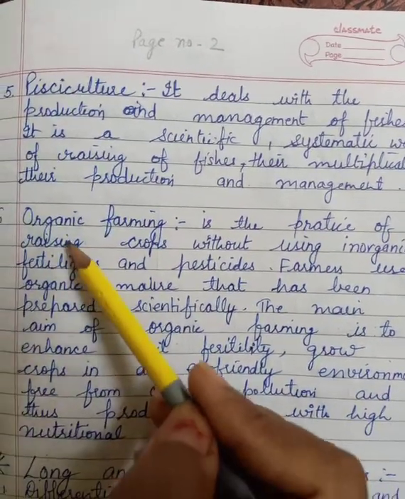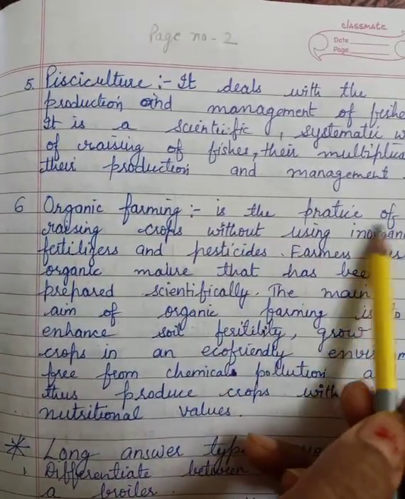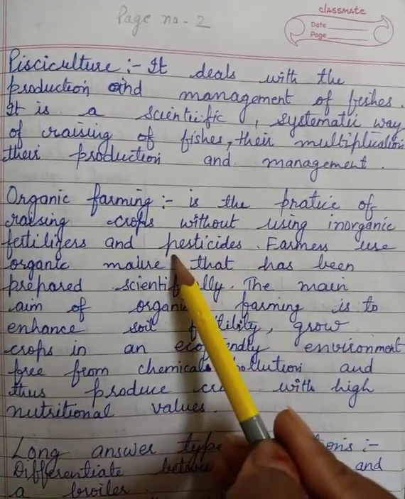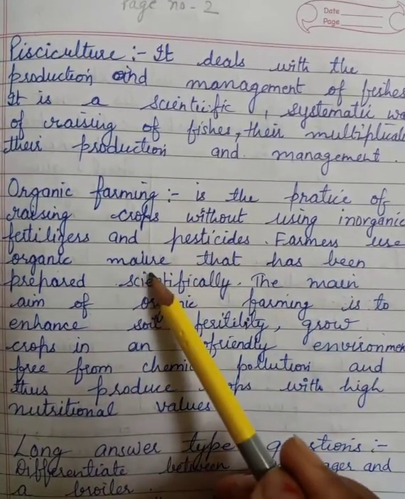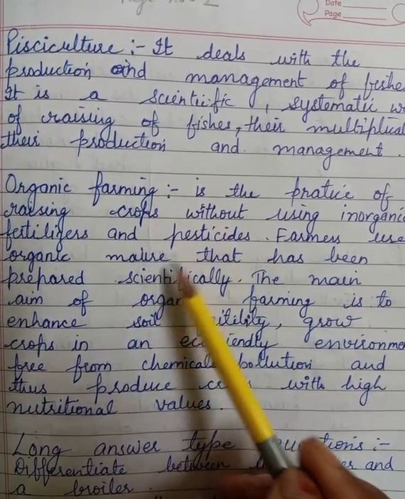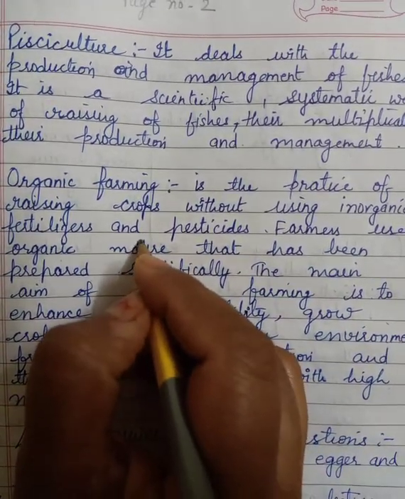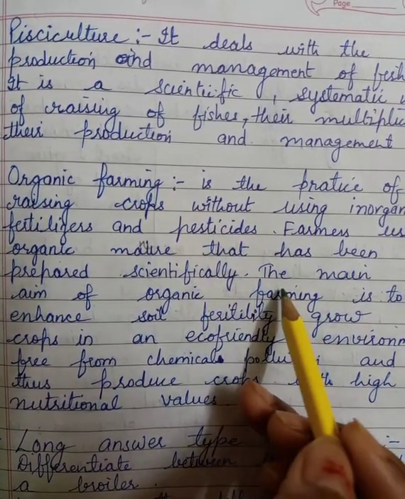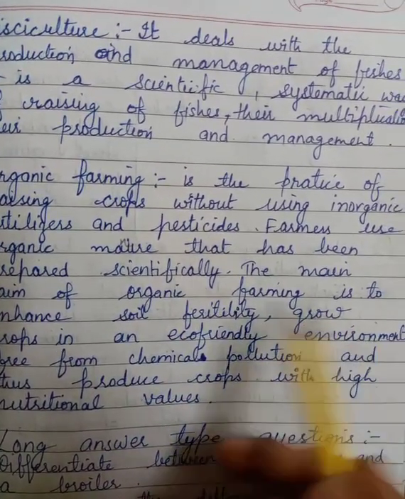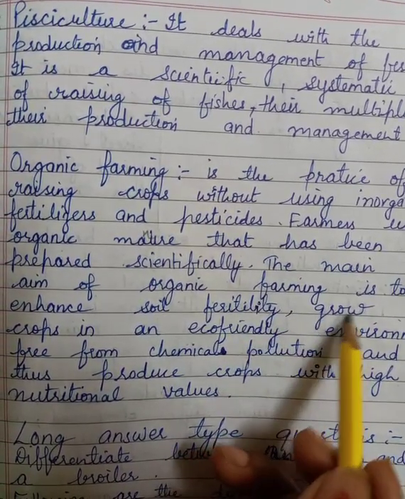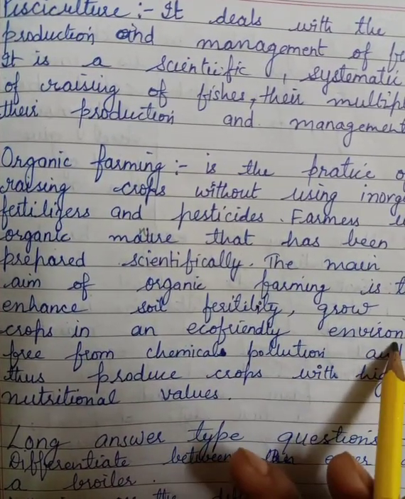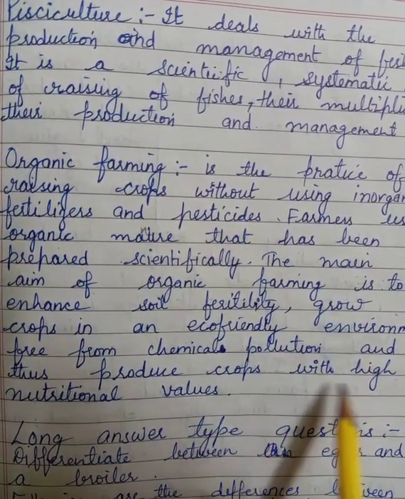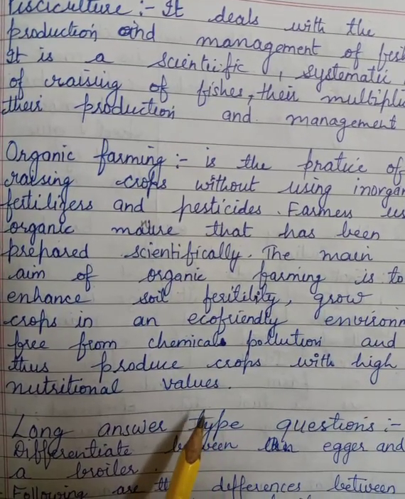Number 6. Organic farming. It is the practice of raising crops without using inorganic fertilizers and pesticides. Farmers use organic manure that has been prepared scientifically. The main aim of organic farming is to enhance soil fertility, grow crops in an eco-friendly environment free from chemical pollution, and thus produce crops with high nutritional value.